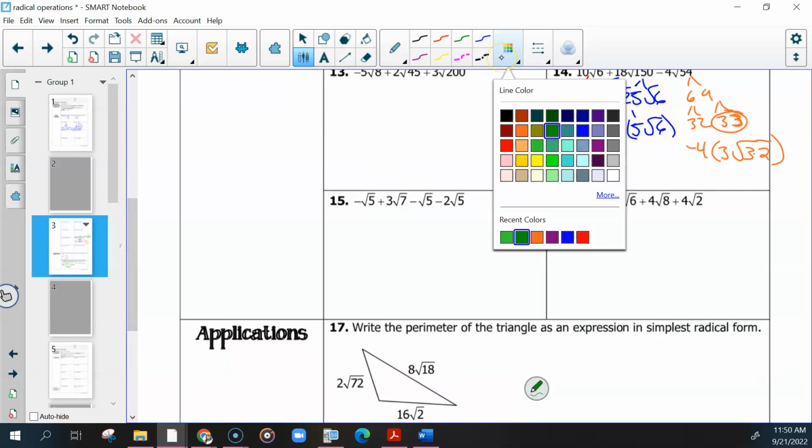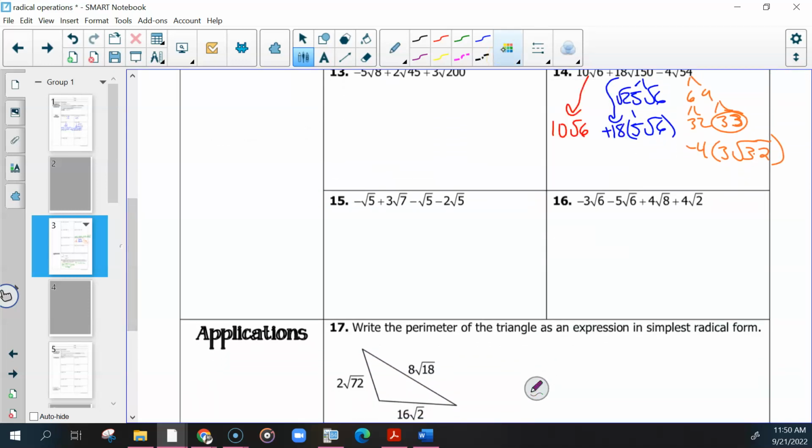15's nice, because can we simplify 5 or 7? No, those are prime numbers. So if we can't simplify anything else, we're just looking for like terms and we just have to combine. So here we have 3 things that are like terms. If you don't have a like term, you would just bring that down. So if we combine these, what would we get?